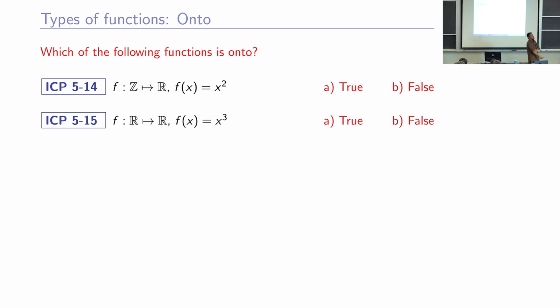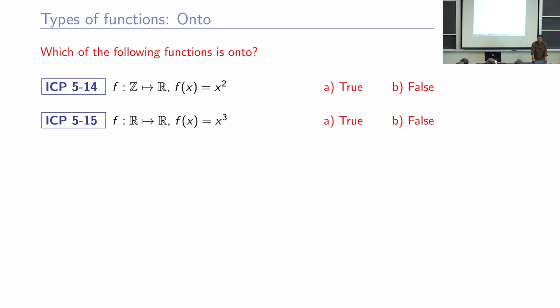So next question: function from real to real, f of x equals x cubed. Is this onto? What would it mean for this to be onto? Can you pronounce the statement? This function from real to real is onto. What does it mean? You guys just please say something. What does it mean for this function to be onto?